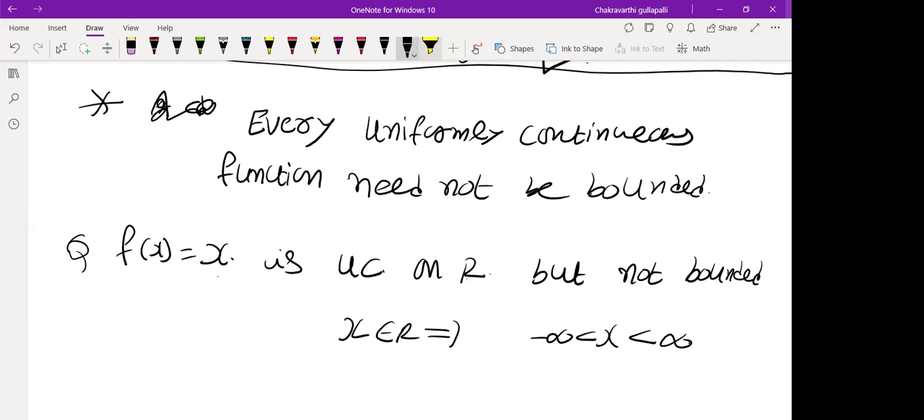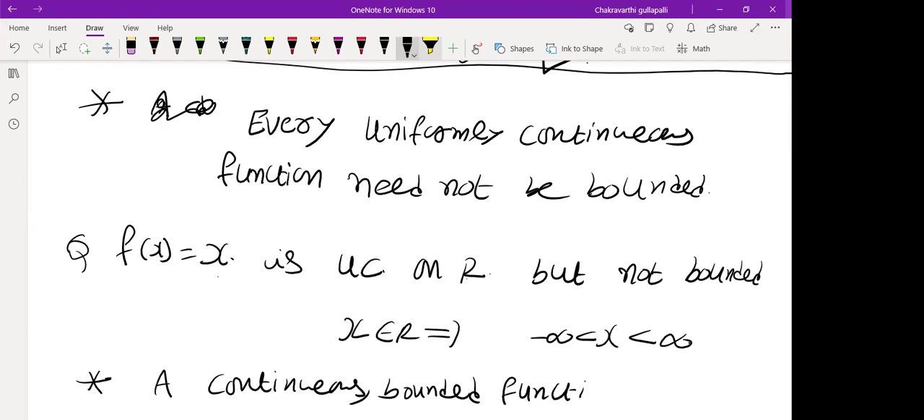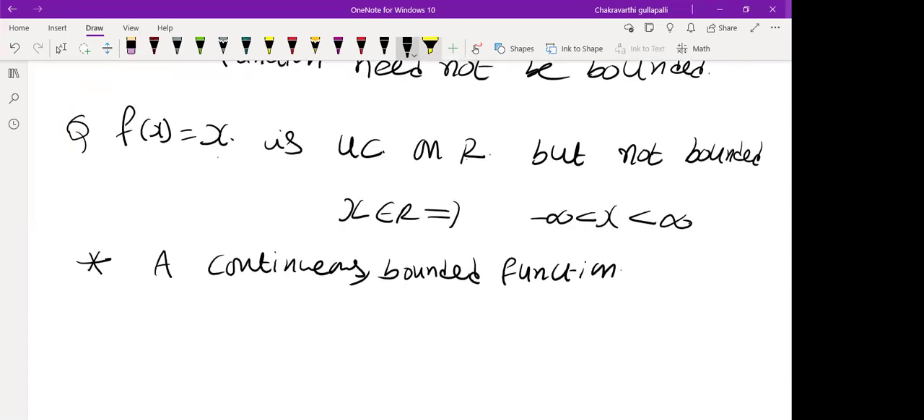And another interesting result: a continuous bounded function, a function that is continuous and bounded, may not be uniformly continuous.